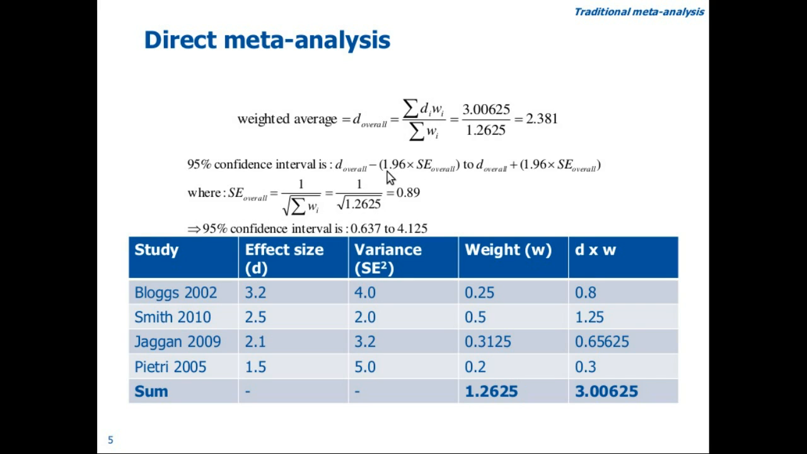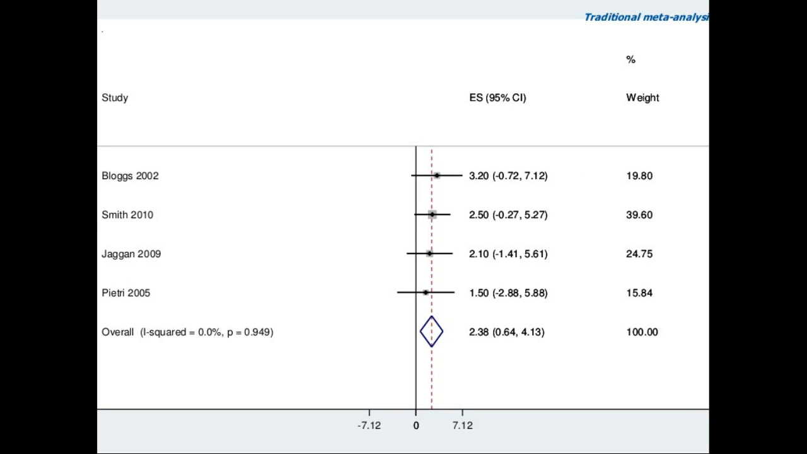Then, using the property of the normal distribution, which is that 95% of its total mass lies within 1.96 standard deviations of the mean, we can calculate a 95% confidence interval around our estimate. We can make this a little bit easier to understand by putting it all on a forest plot.